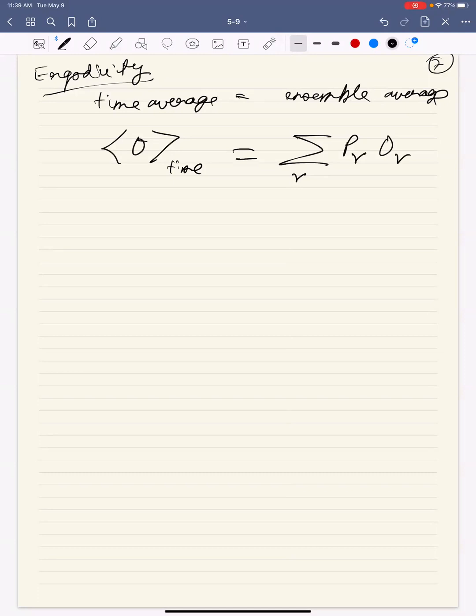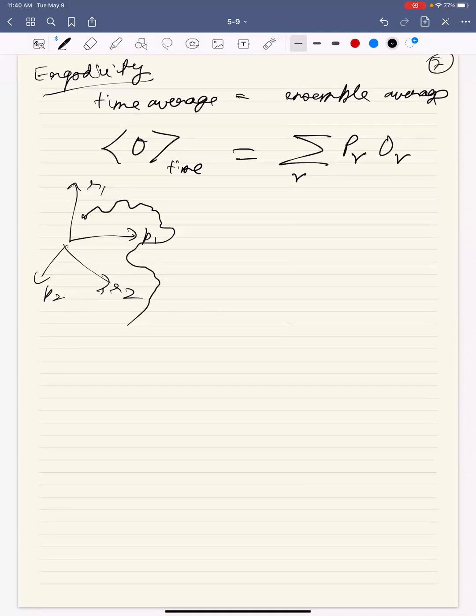Okay, so these two are going to be the same. What it means is that if you have phase space p1, r1, p2, r2, whatever, and you follow a system as it goes, something like this, that's what you do in an experiment, right? You prepare the system in a certain state and you observe it as a function of time. In simulations or in theory, you don't do that because we don't have time.